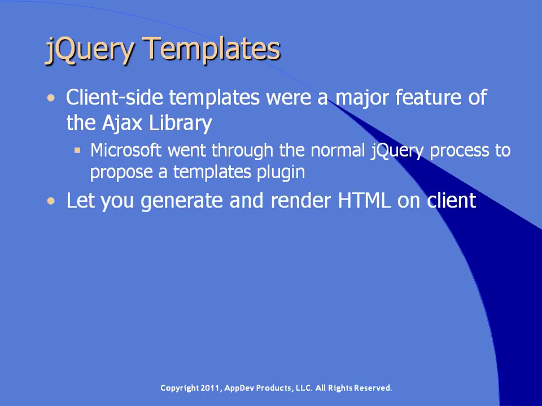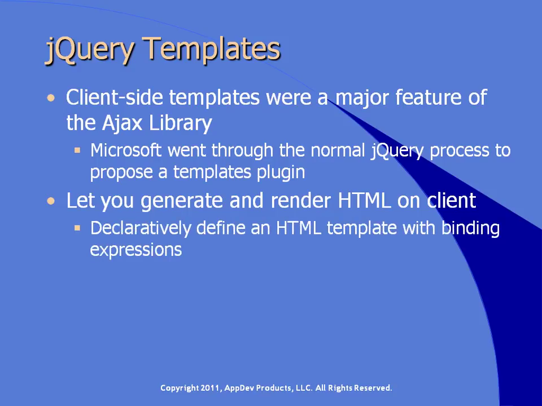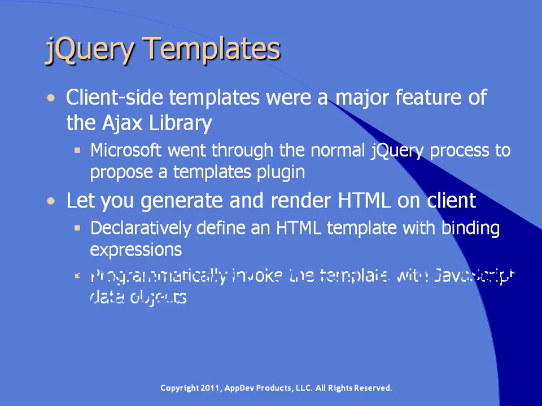Templates let you easily generate and render HTML in the client by defining the HTML that the browser should generate for each item in a set of data. The template itself is a declarative definition of the structure of the generated HTML along with binding expressions, so that at runtime you can programmatically invoke the template with data as JavaScript objects to create content and markup for the page. You can generate the JavaScript objects dynamically on the client or retrieve them via AJAX from the server. So you have a lot of flexibility in where the data comes from that's bound to this template.